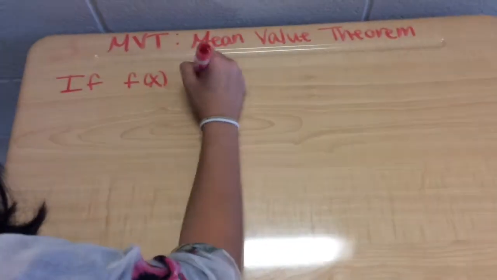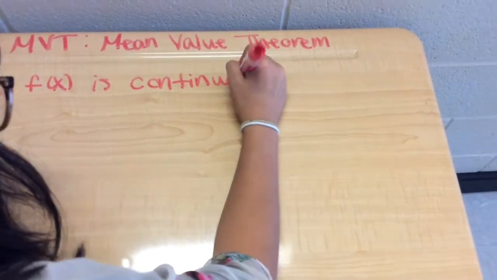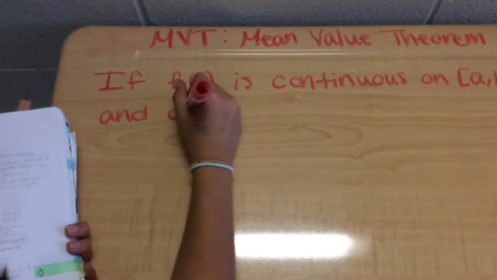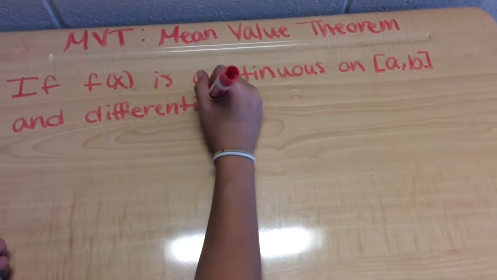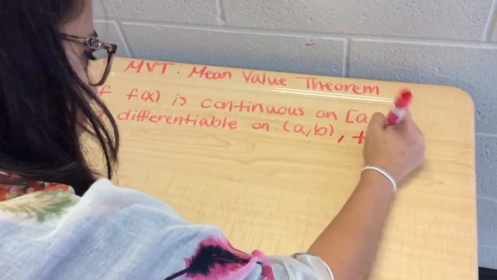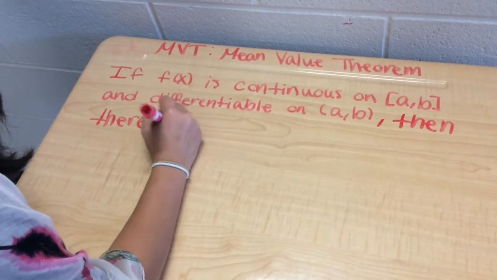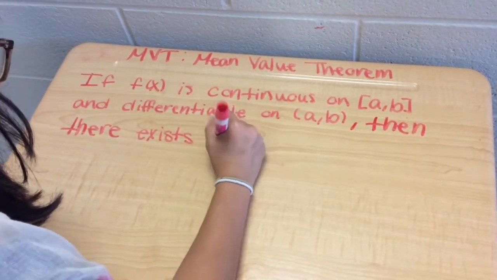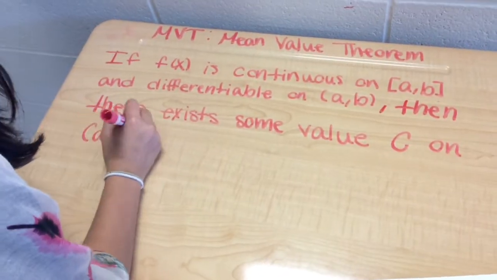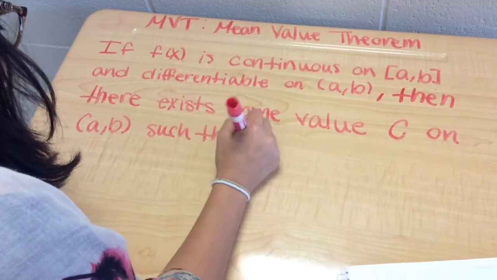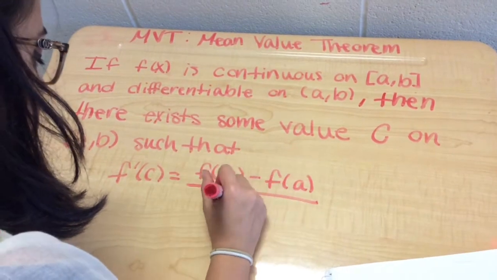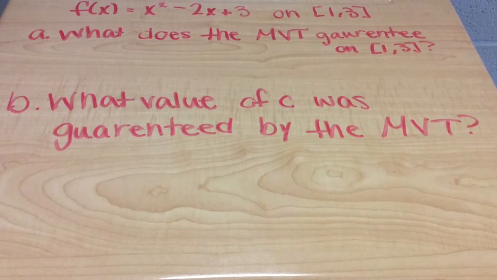Let's move on to the MVT, which states if f of x is continuous on the closed interval a to b and differentiable on the open interval a to b, then there exists some value c on the open interval such that f prime of c equals f of b minus f of a, all over b minus a. Now here's an example.